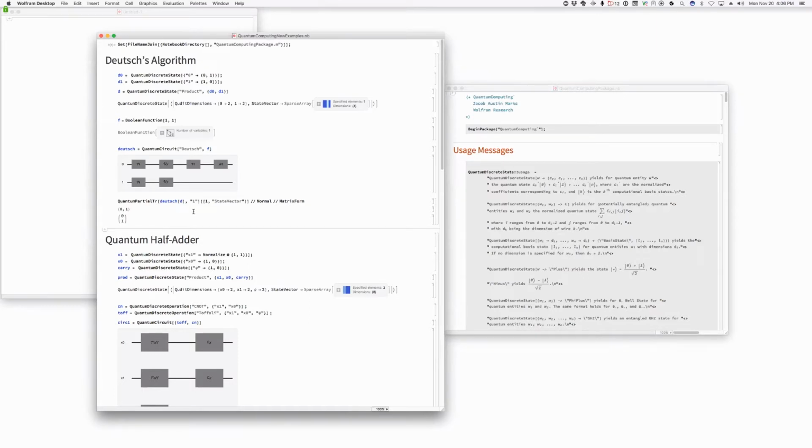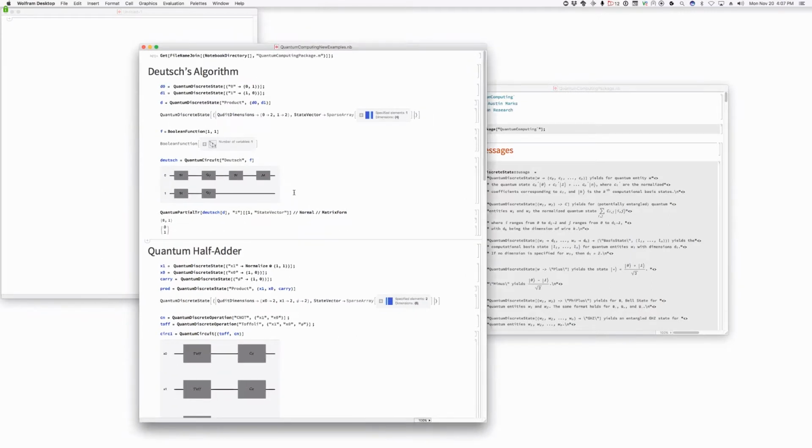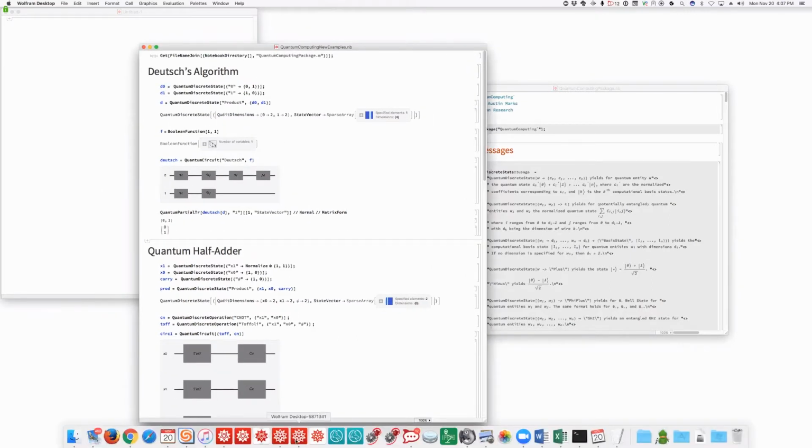Why is my cursor spinning like that? That is not a good sign. What is going on here? Is that something to do with... Let me just see. Oh, I'm running this in 11.3. Maybe I should be running it in 11.2. Let's go ahead and do that. So, here goes.